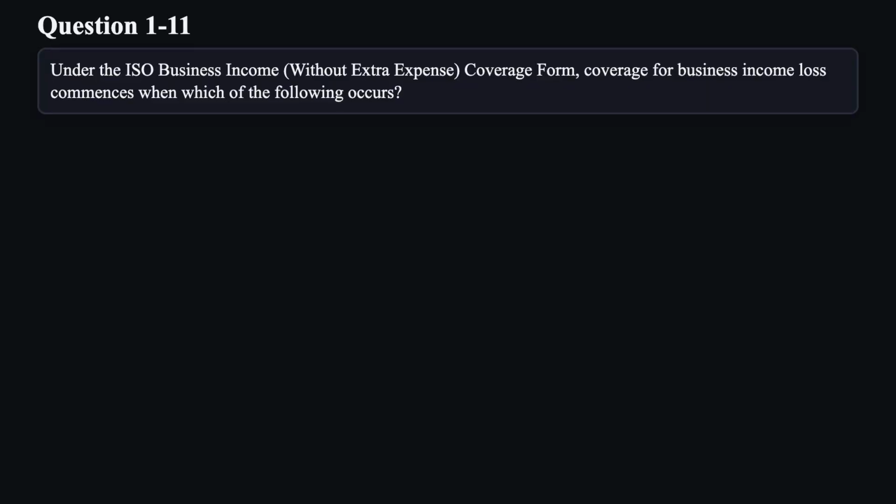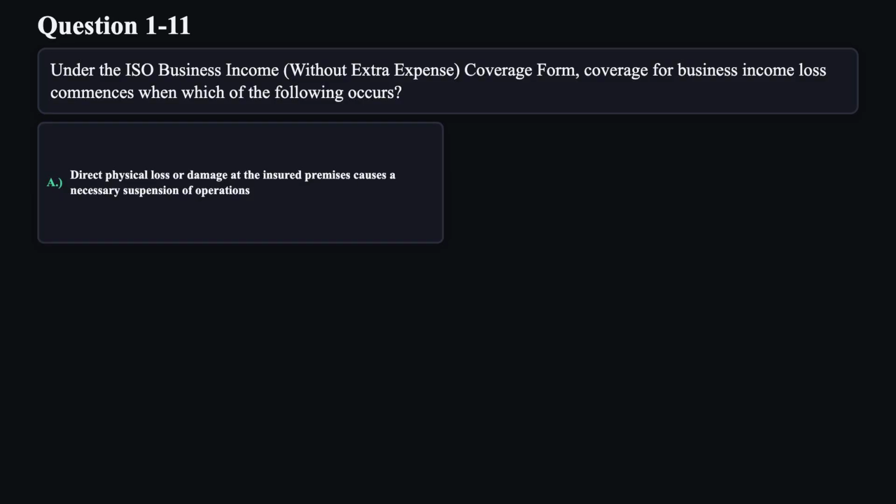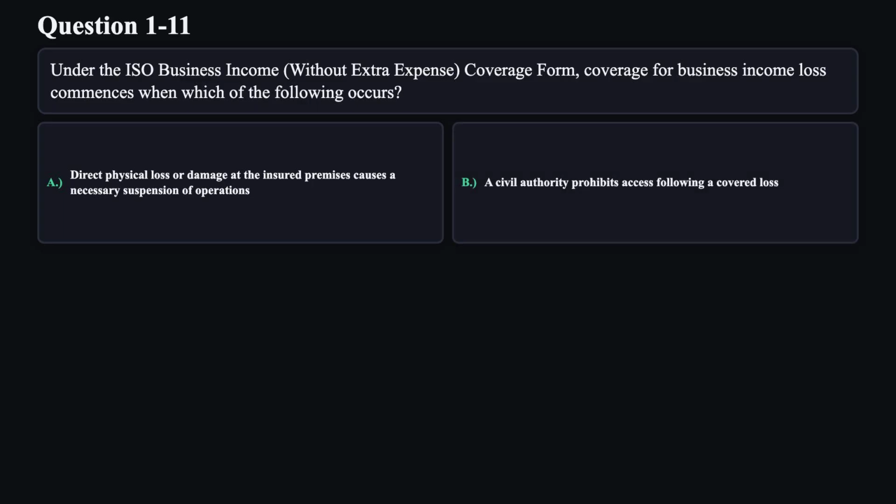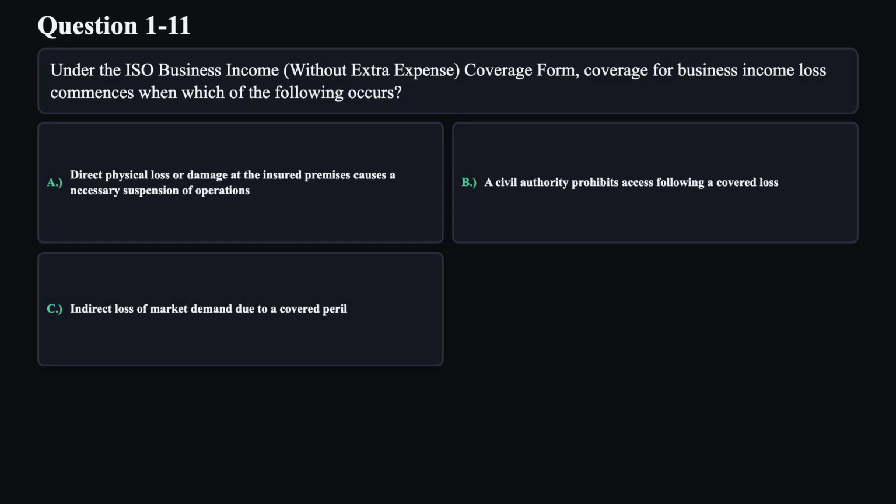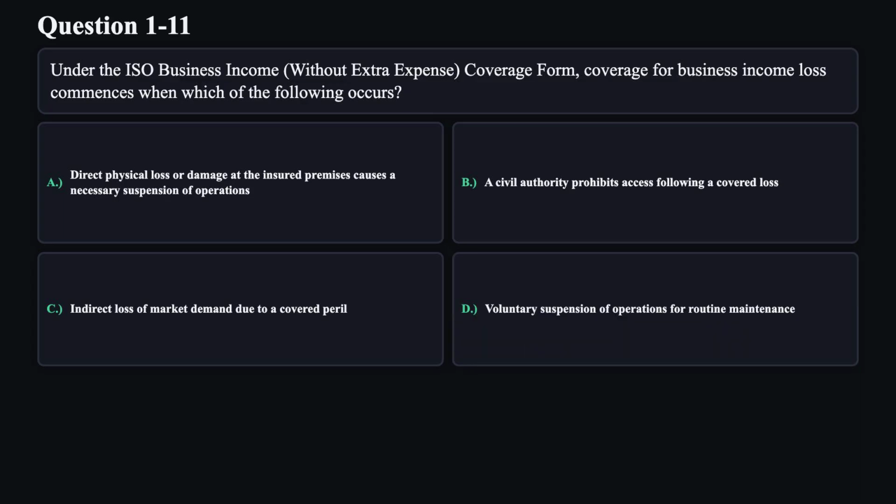Question 11. Under the ISO business income without extra expense coverage form, coverage for business income loss commences when which of the following occurs? A. Direct physical loss or damage at the insured premises causes a necessary suspension of operations. B. A civil authority prohibits access following a covered loss. C. Indirect loss of market demand due to a covered peril. D. Voluntary suspension of operations for routine maintenance.